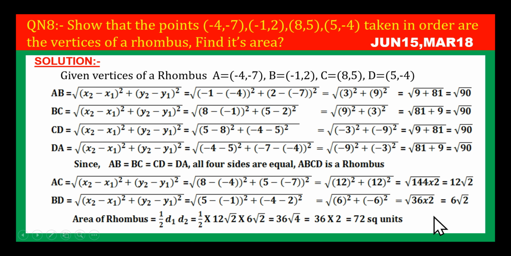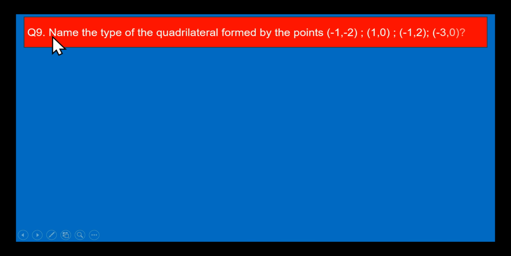Okay, good. Now let us observe question number 9. You see this is question number 9. Dear students, I shall read the question number 9 now. Name the type of the quadrilateral formed by the points (-1, -2), (1, 0), (-1, 2) and (-3, 0). I shall repeat. Name the type of the quadrilateral formed by the points (-1, -2), (1, 0), (-1, 2) and (-3, 0).